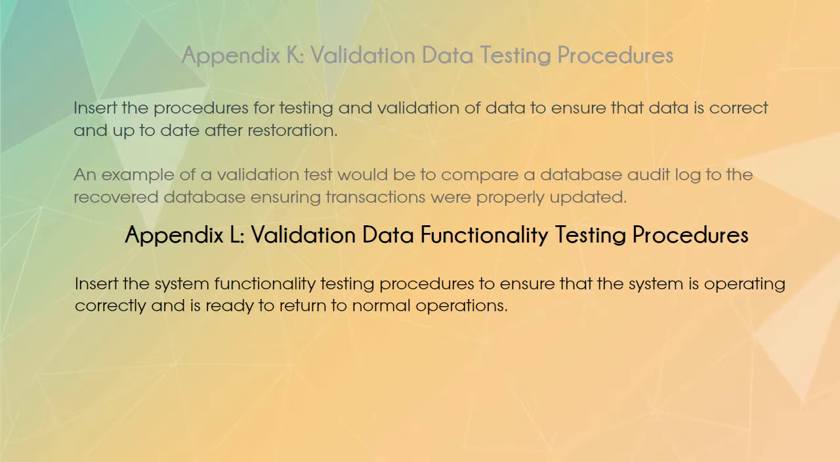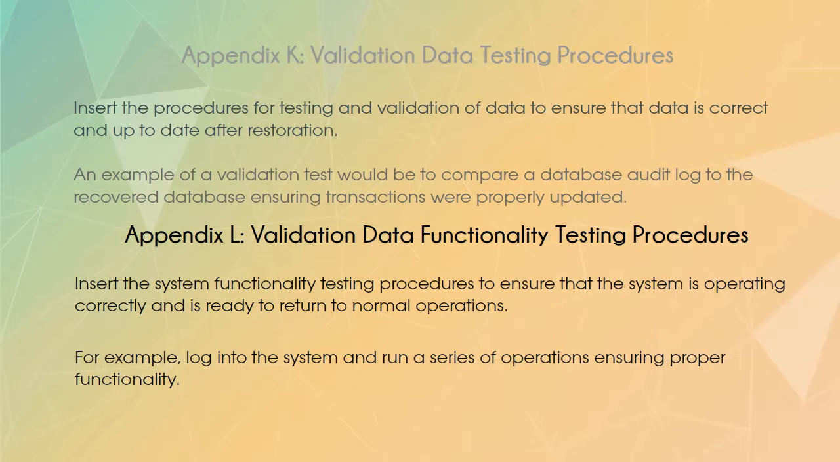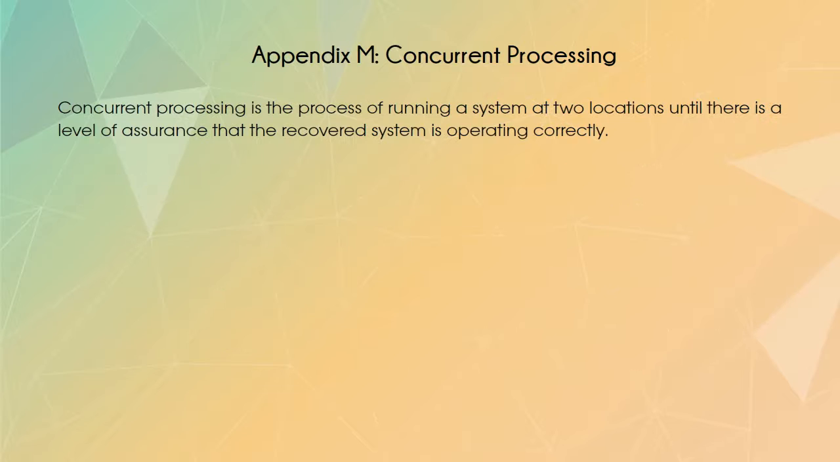Appendix L, Validation Data Functionality Testing Procedures. Insert the system functionality testing procedures to ensure that the system is operating correctly and is ready to return to normal operations. For example, log into the system and run a series of operations ensuring proper functionality.